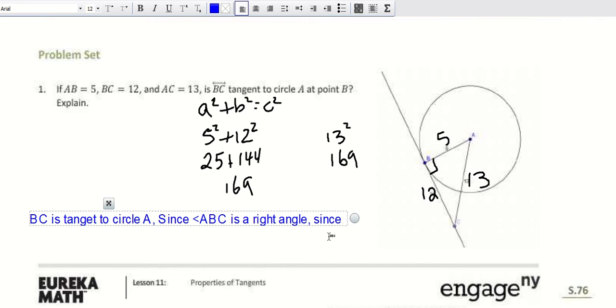Since 3 squared plus 4 squared equals 5 squared. Or sorry, not that. 5 squared plus 12 squared. I did 3 squared. There's no 3 here, guys. It's late over here. All right. Equals 13 squared.